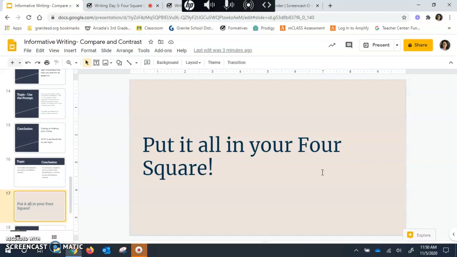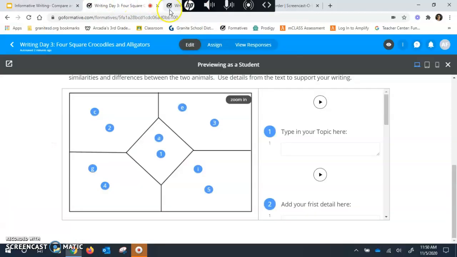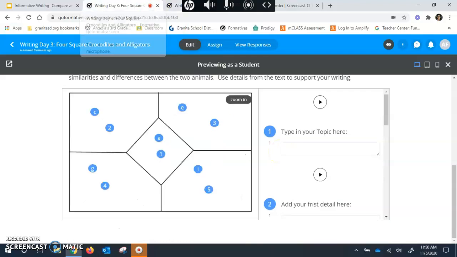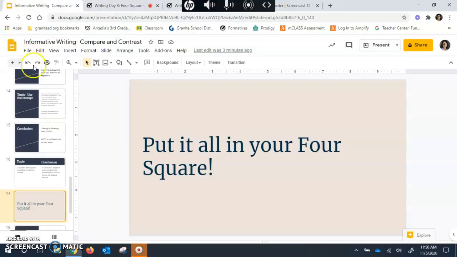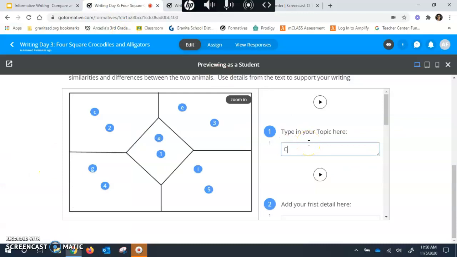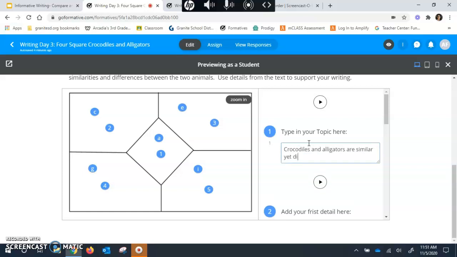So let's put it all into our Foursquare. So here is writing day 3. As always, I'm going to have the previous day open, writing day 2, because I'm going to be stealing some of the stuff from there. So writing day 3, we just came up with our topic, which was crocodiles and alligators are similar yet different animals. So you can use that. Crocodiles and alligators are similar yet different animals.